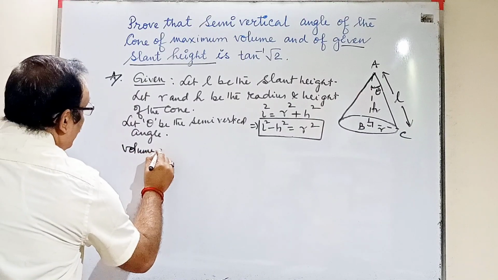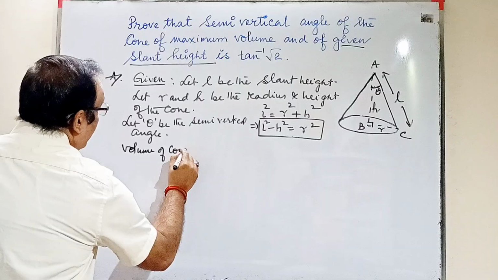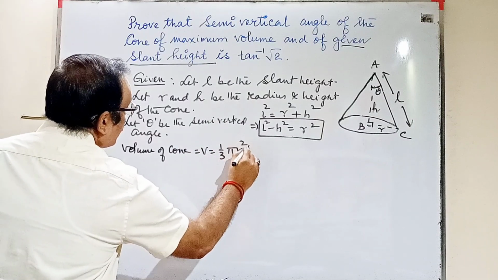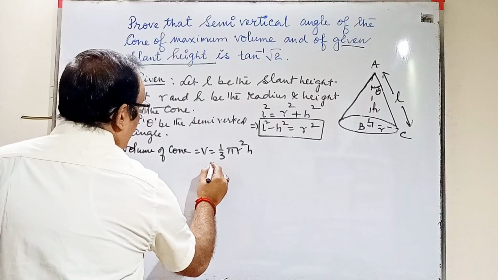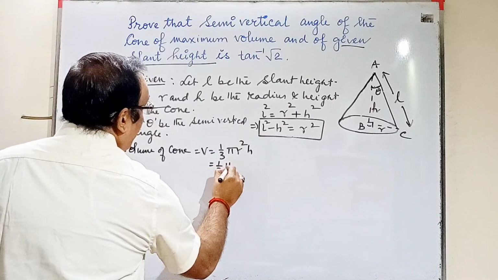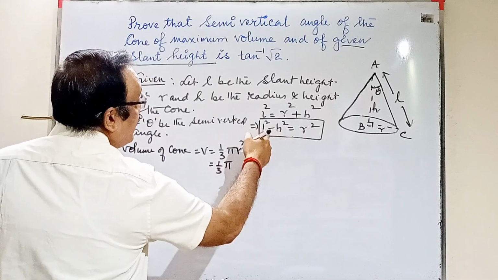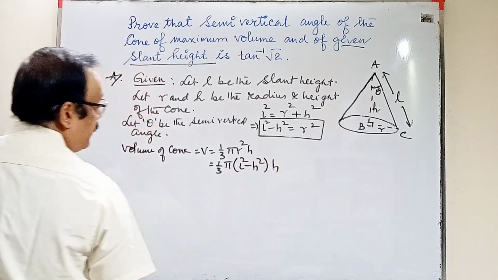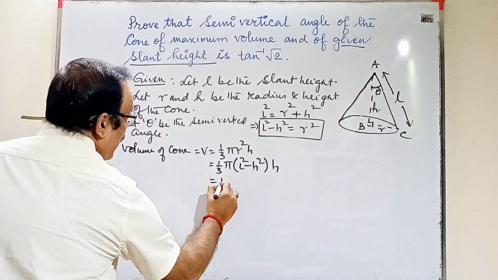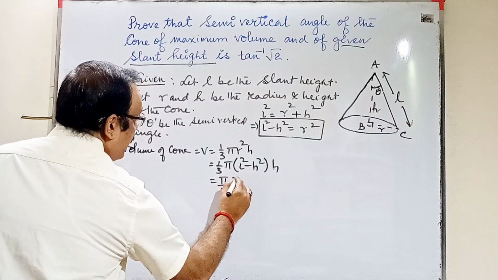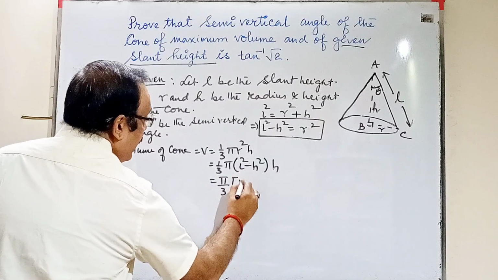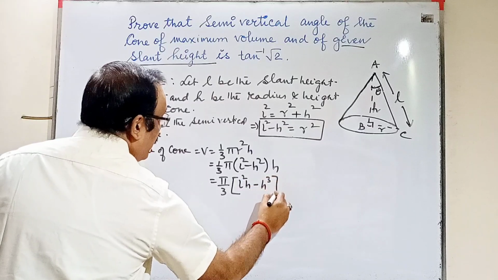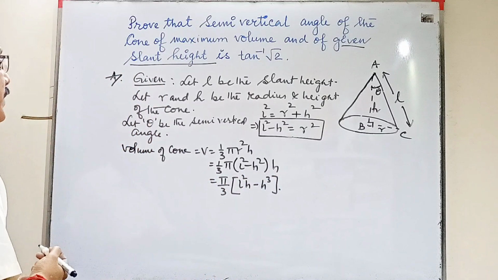So now what is the volume of the cone? Volume of cone V is equal to 1 by 3 pi R square H. So 1 by 3 pi R square, and R square is L square minus H square, into H. So pi by 3 times L square H minus H cube. So this gives me V.